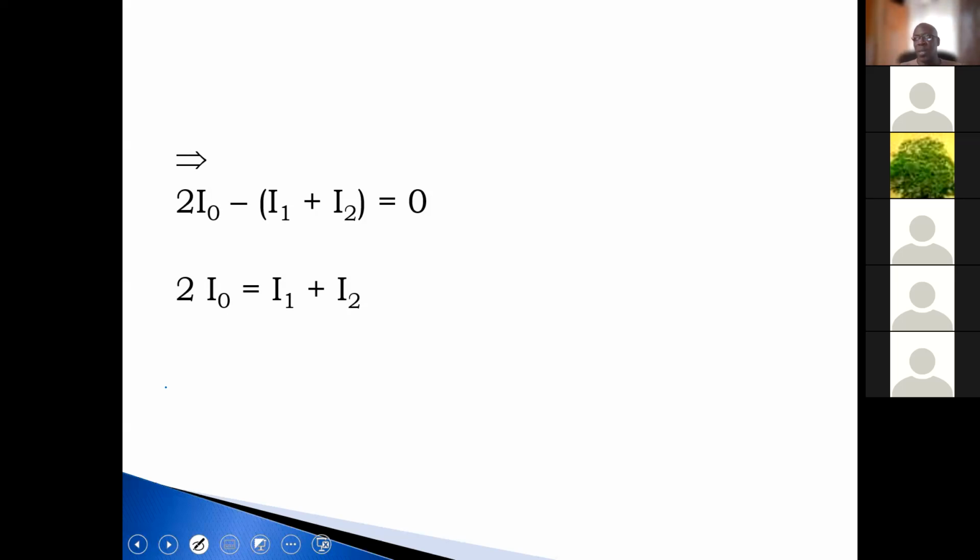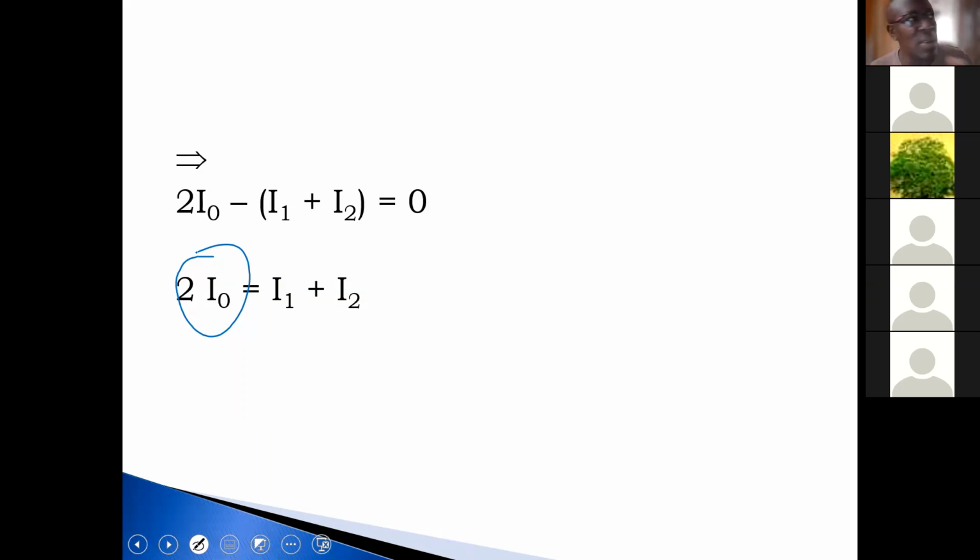However, big question. What would I0 be equal to? Anybody? What would I0 be equal to? I1 plus I2 divided by 2, sir. I0 will be 0, sir. Why? Because there's no path to ground, sir. And why is there no path to ground? Because it's line to line. All right.